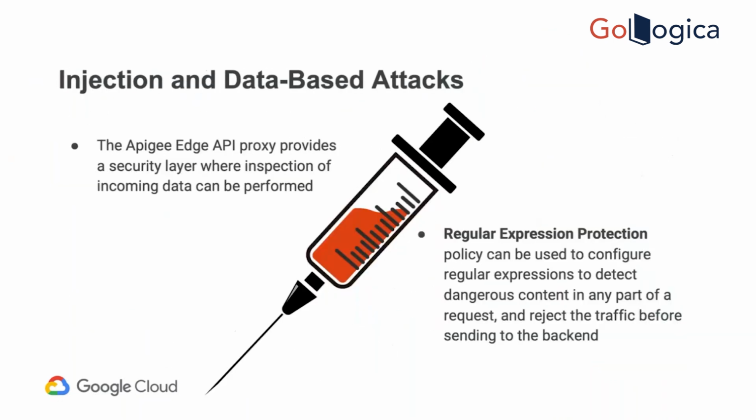So next is the injection and database attacks. In APG, we can provide a security layer where we do the inspection of the incoming data. So many times these hackers will try to inject some kind of query in the code. For example, very common is SQL injection, which is very popular among hackers. SQL injection attack. So for example, if you have an API for login, you have a username and password.